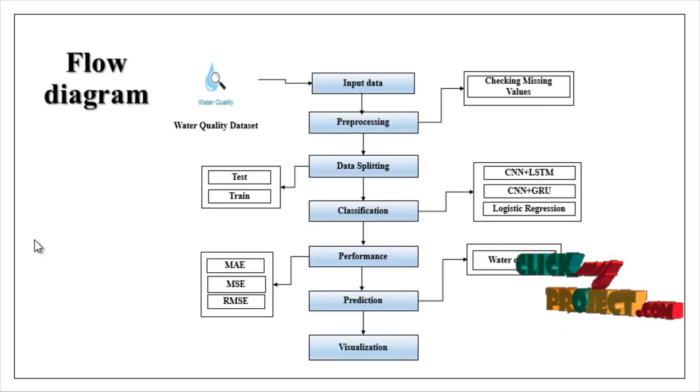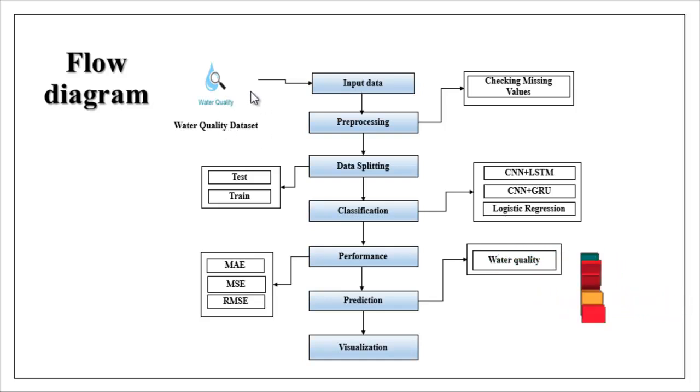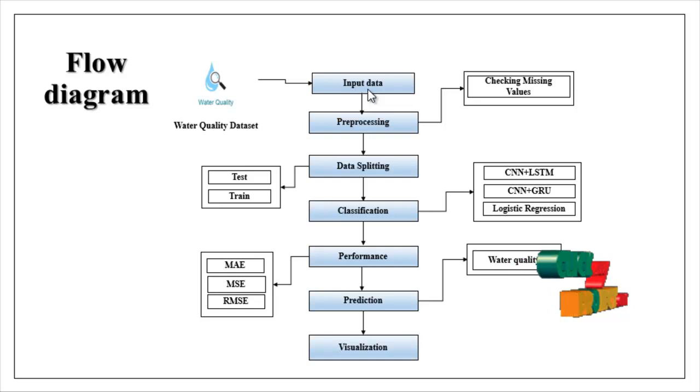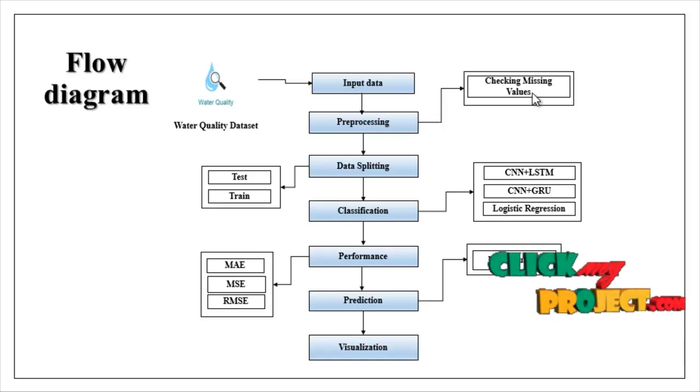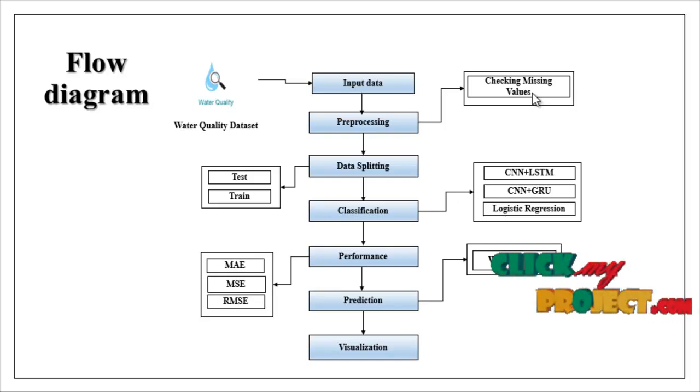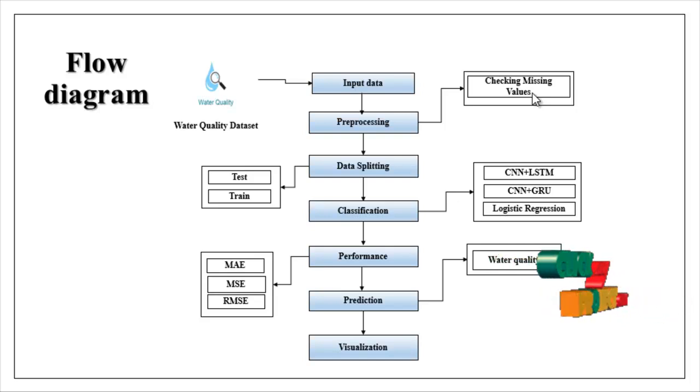Now we are going to discuss the flow of our project. First, we need to take one data set. The data set is a water quality data set. The data set was collected from data set repositories like GitHub, Kaggle, and the UCI repository. The collected input data is carried to the pre-processing step. Here we check whether any missing values are present or not. We check missing values to avoid wrong prediction. If present, we need to replace all the missing values with zeros.